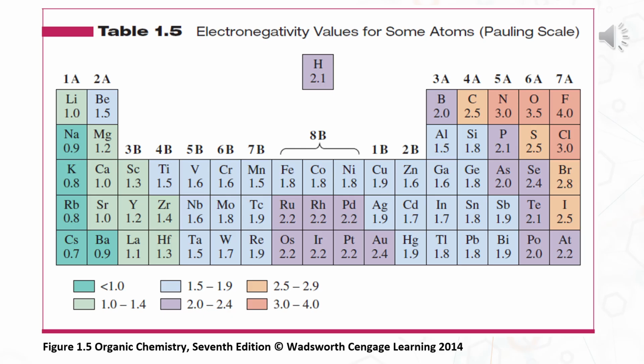Next, we have this table of electronegativity values. So we have already defined what electronegativity is, and it is the ability of the atom to attract electrons in the chemical bond. If you look at the table, across the periodic table, the electronegativity increases from left to right and it decreases from top to bottom. For example, we have fluorine, which has an electronegativity value of 4. Therefore, it has the highest electronegativity while the alkali metals have the lowest values.